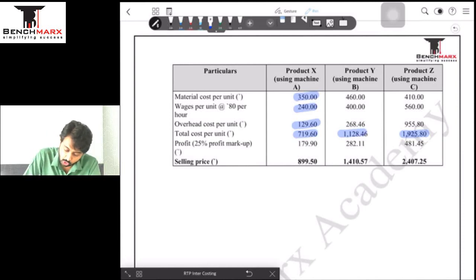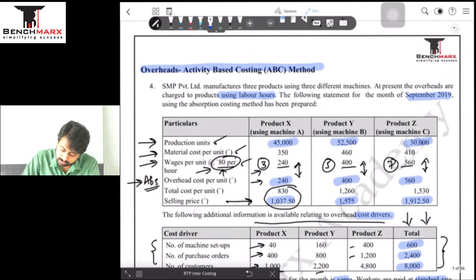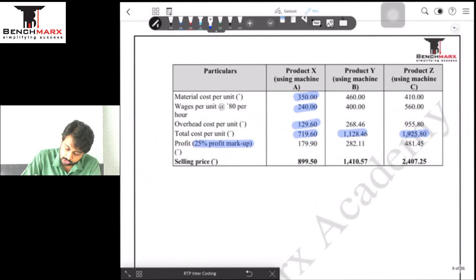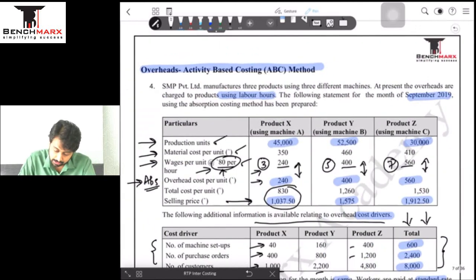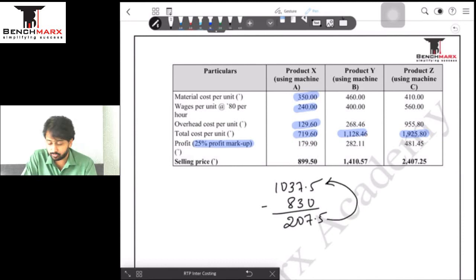So once I get total cost, how do I get the 25% profit markup? Compare karlo old selling price for X, 1037.5. Compare the old cost of X, appears to be 830. 1037.5 minus 830 appears to be 207.5, I think. And 207.5 as a percentage of 1037.5 appears to be 25%.